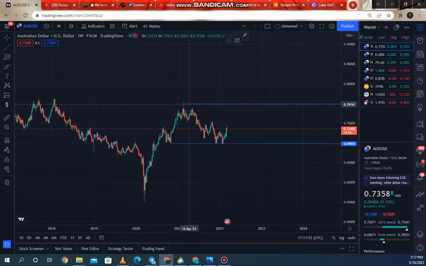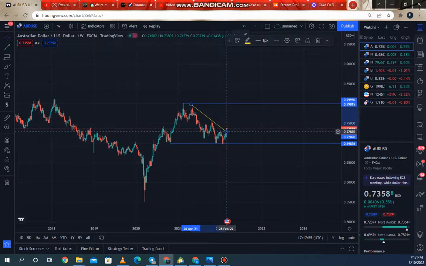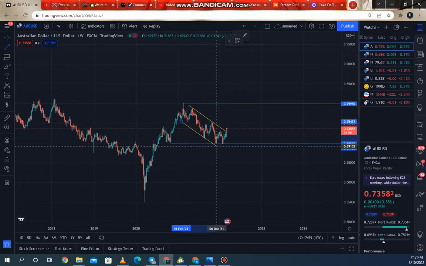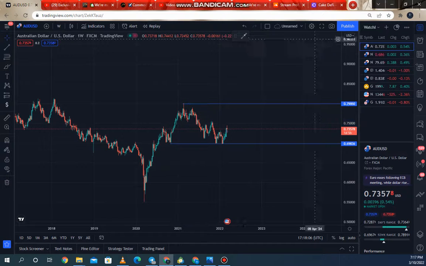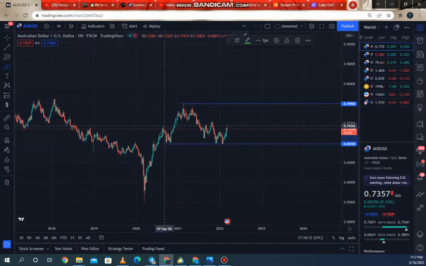From the weekly, I can see there is a trend line that has been broken somewhere up there, but I'm not really going to focus much on this trend line. I'm going to focus on the structure. What is structure telling me? I can see we have some sort of a head and shoulder pattern which is yet to be confirmed.